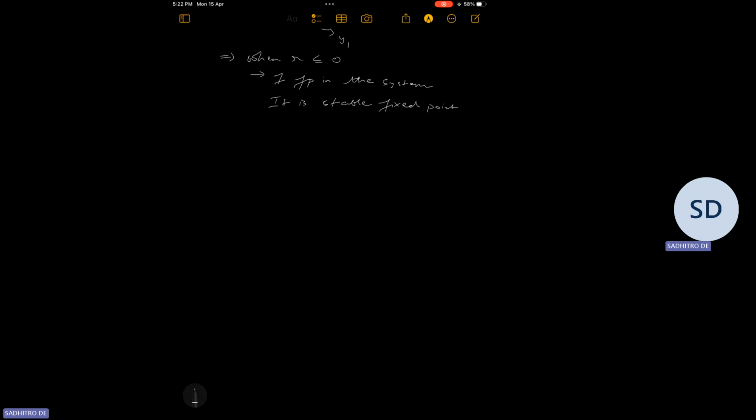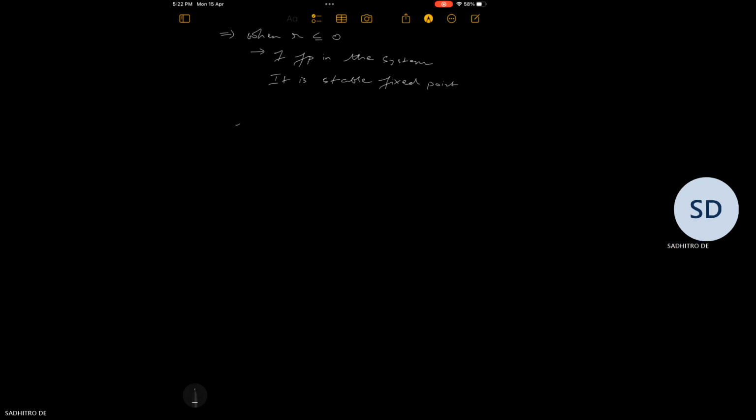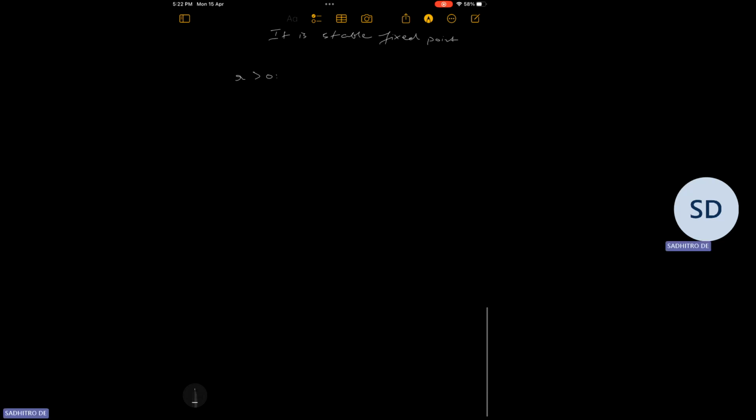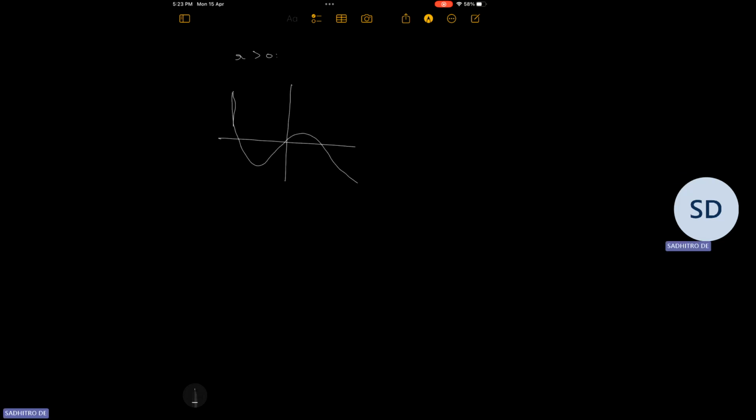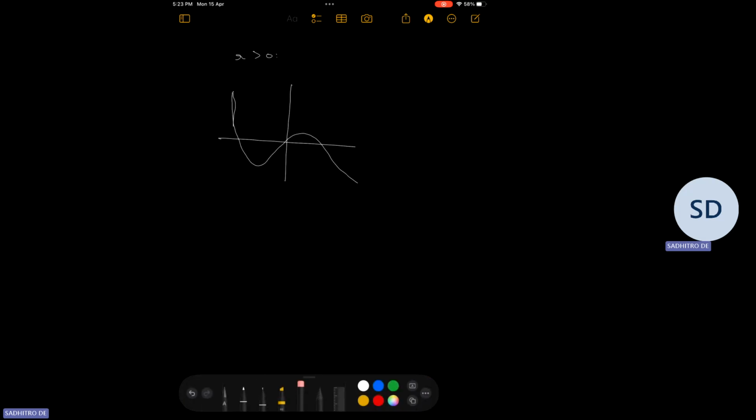Okay, now let us see what happens if r is greater than 0. So when r is greater than 0, then the curve y1 looks like this. We had all seen this from previously. Right. So then what happens is, I will draw this a bit more properly.